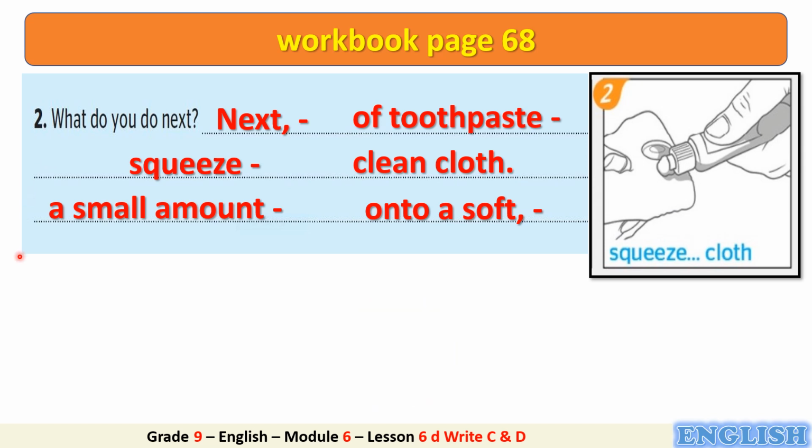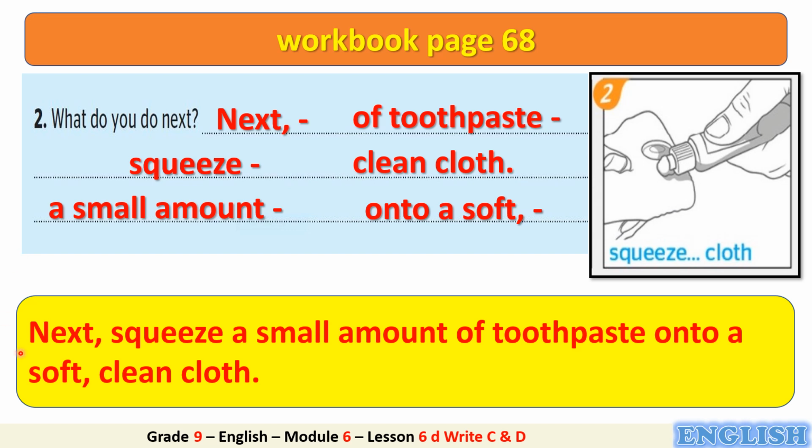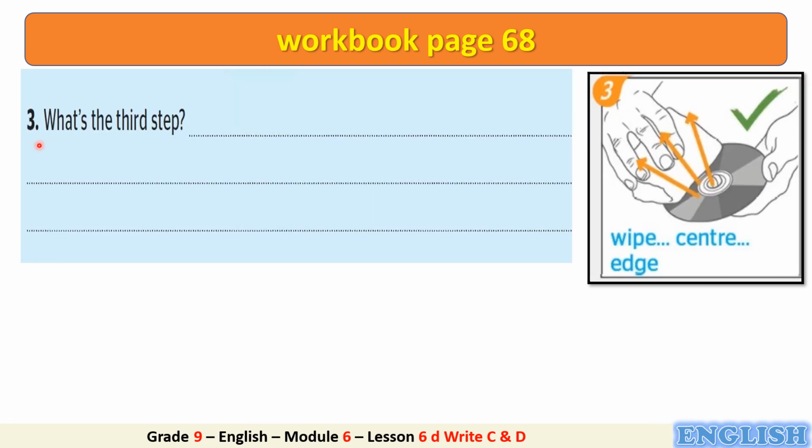Now let's read the sentence. Next, squeeze a small amount of toothpaste onto a soft, clean cloth. Question number 3. What's the third step? Step number 3 is divided into two parts. In the first image here, we are going to use wipe, center, edge. The arrows that you see show you the direction of the motion.